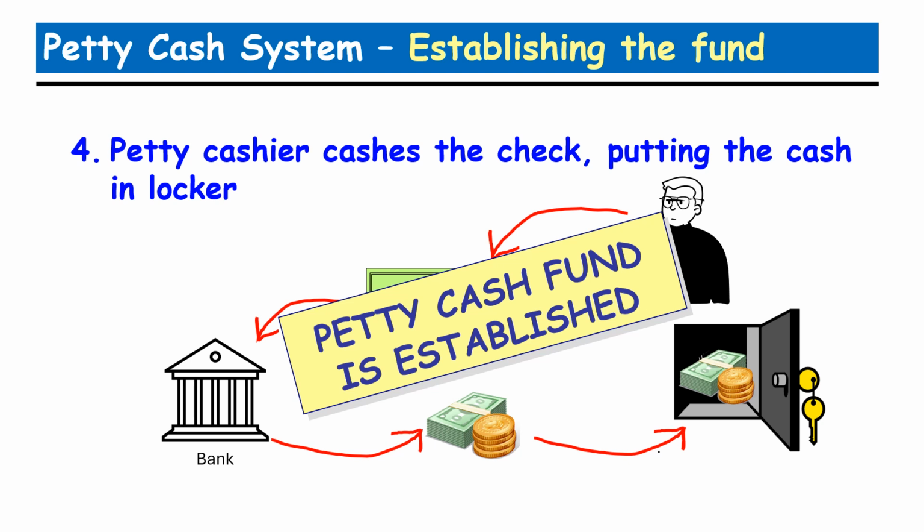So to establish the petty cash fund, number one, designate the person. Two, give that person appropriate tools such as vouchers and locker. Three, write a check in the name of that person, and that person will then cash that check and bring the money, put it in the locker. So we are now set for the second step, which is making payments from the petty cash.